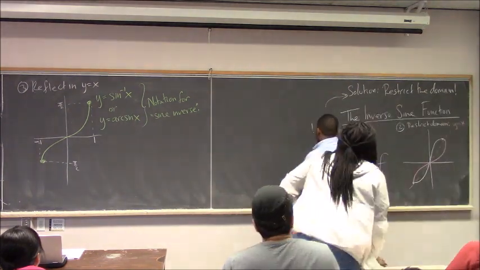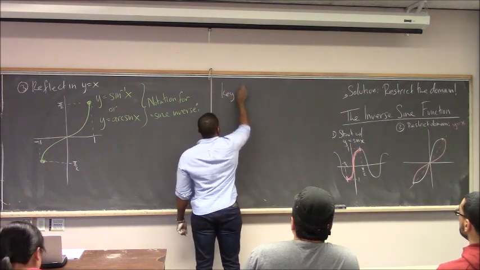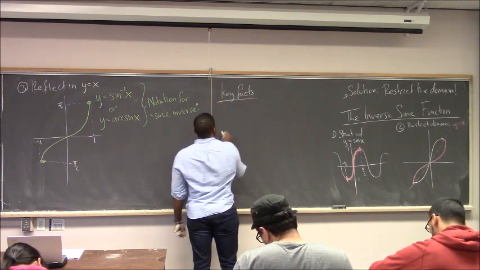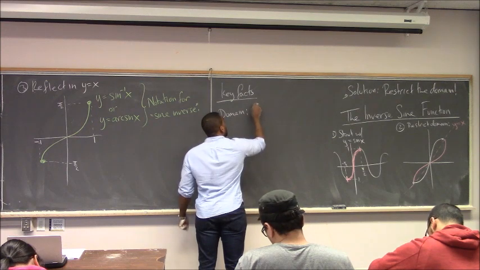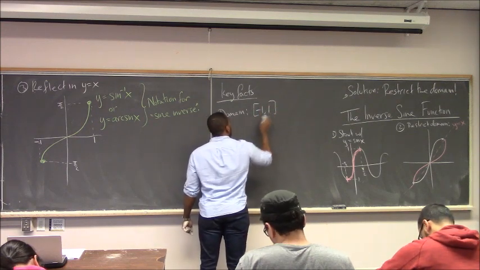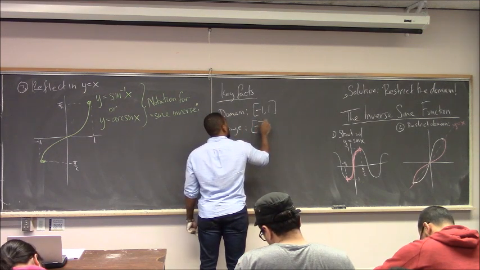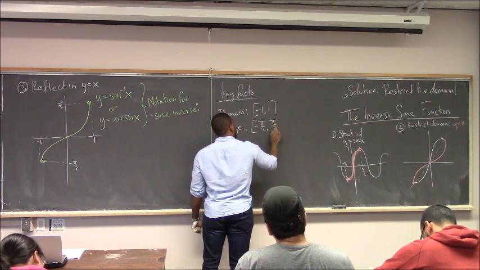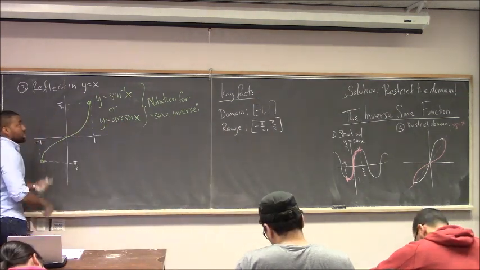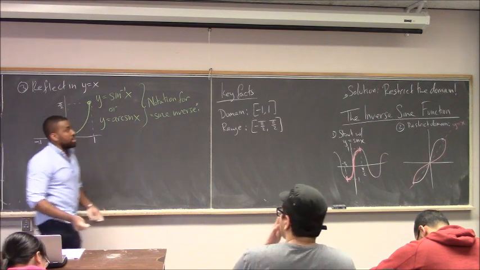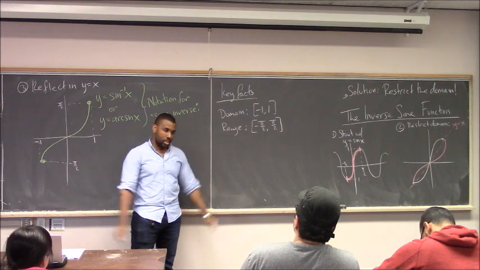Key facts that you need to know about this function. Its domain, as you can see from the picture, is from -1 to 1. And its range is, of course, from -π/2 to π/2. So if I ask you, what is the inverse sine of this number, and you tell me a number that is not in this window, I know you have no idea what you're talking about.